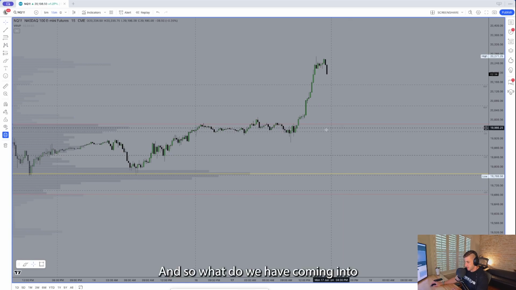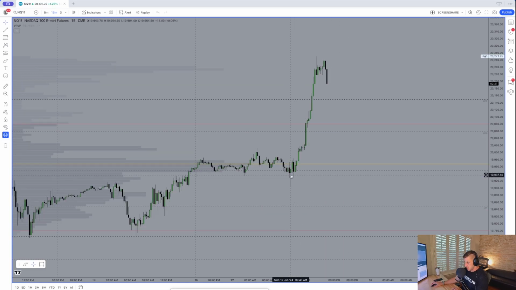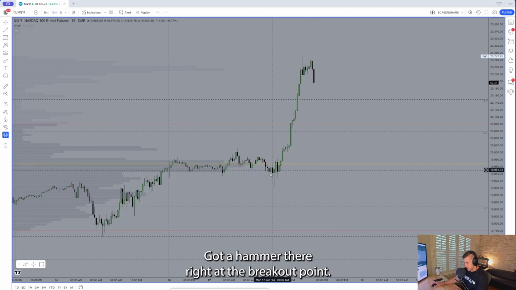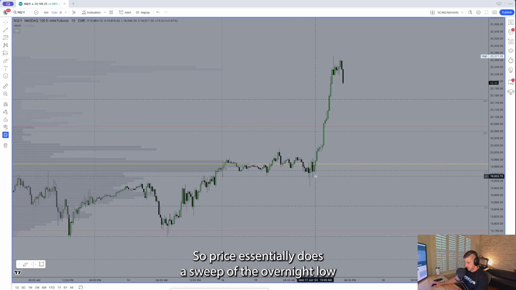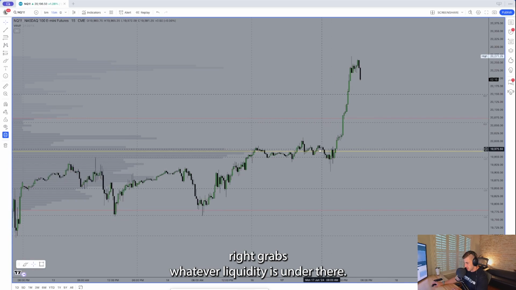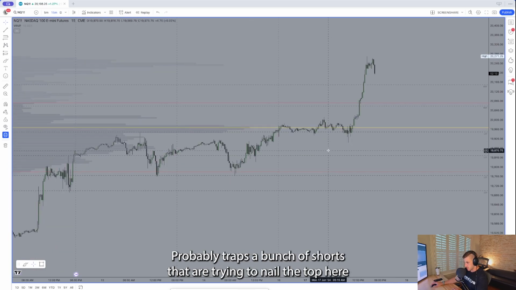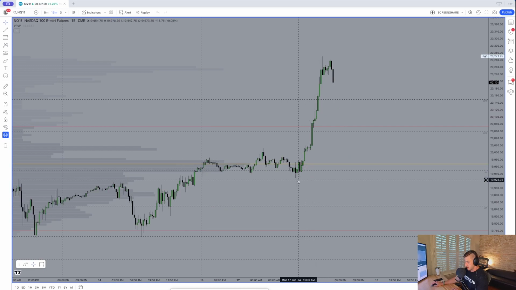And so what do we have coming into the open? That first 15-minute bar. How's that first 15-minute bar close up? Take a look at it. Got a hammer there right at the breakout point. So price essentially does a sweep of the overnight low, right? Grabs whatever liquidity is under there, probably traps a bunch of shorts that are trying to nail the top here, and then bounces right back up. So it's like a Wyckoff spring of that pre-market action, of that overnight action.